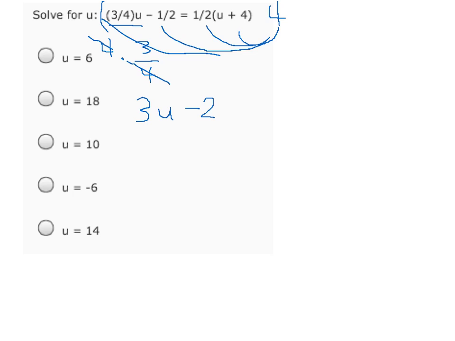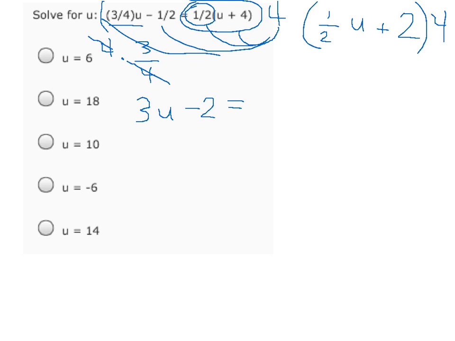And then notice on this right side of the equation, we want to distribute this 1/2 before we multiply everything by 4. So on the right side, we have a 1/2 u plus 1/2 times 4, which gives us a 2. So now we want to distribute that 4 to this whole thing. So we have 4 times a 1/2 u, which will give us 2u plus 8.